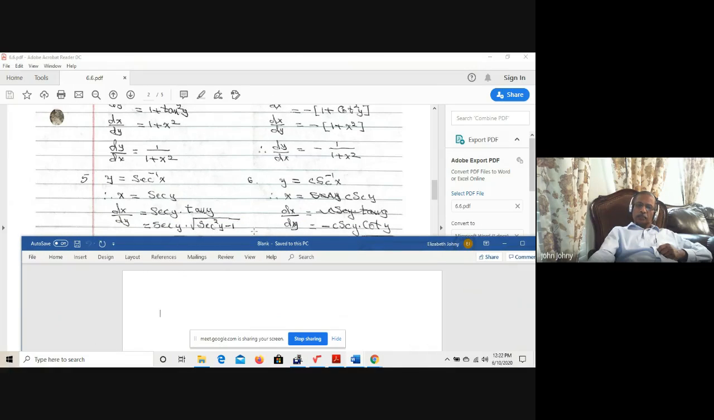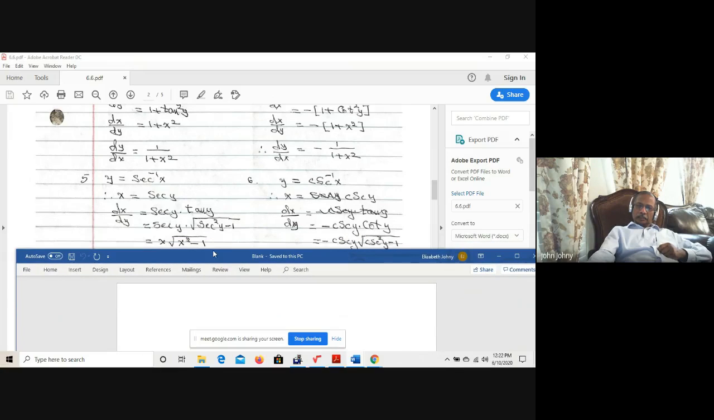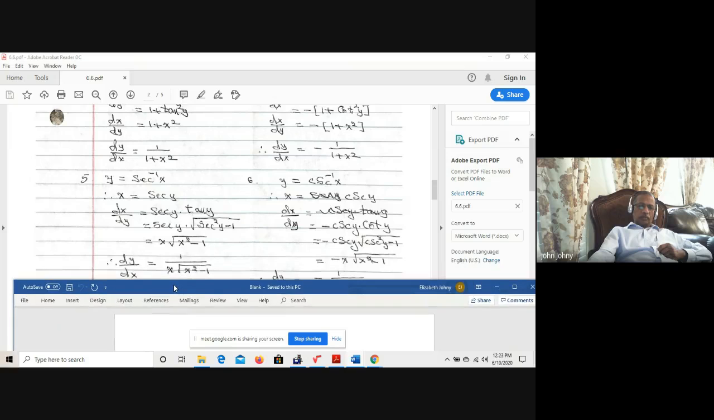That is secant y times square root of secant square y minus 1, since secant square y minus 1 is tan square y. And x is secant y, so the right side is x times square root of x square minus 1. And so dy over dx is equal to 1 over x times square root of x square minus 1.